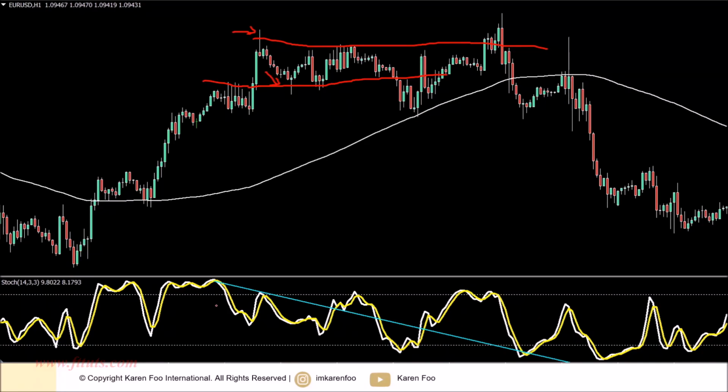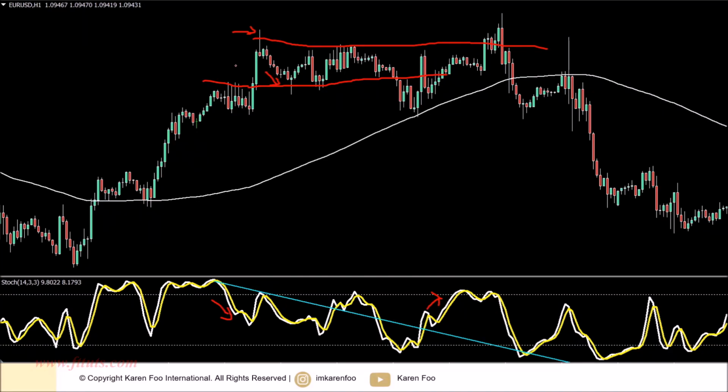And one way you can use stochastics is if it is sloping down, you often see price also going down. And when you see stochastics sloping up, you also see price going up. So you can see that shooting star works pretty well when it is formed at the resistance level.